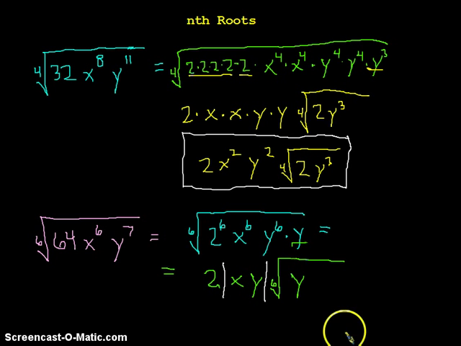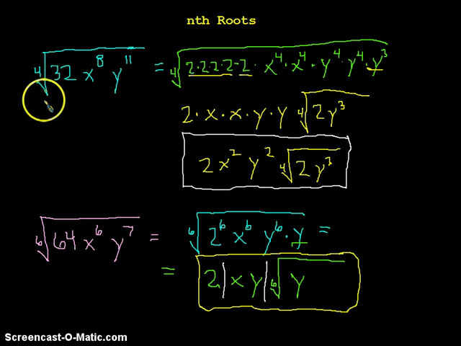So, there you have it. Now you've got one more example with absolute values and another example of an nth root. Here's a 4th root, here's a 6th root. And so that should be good.